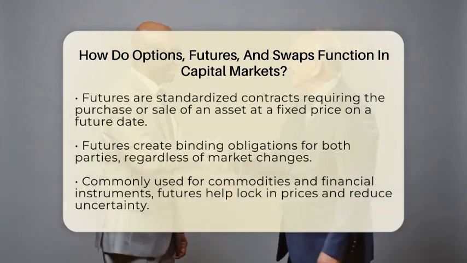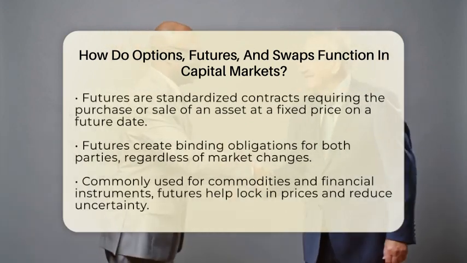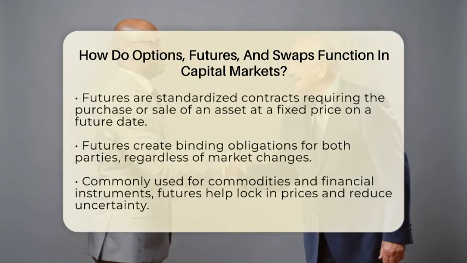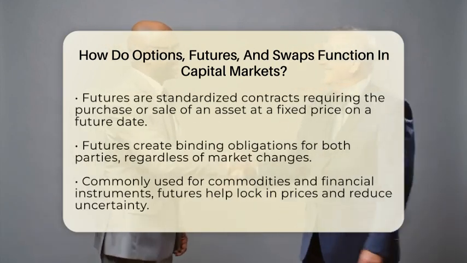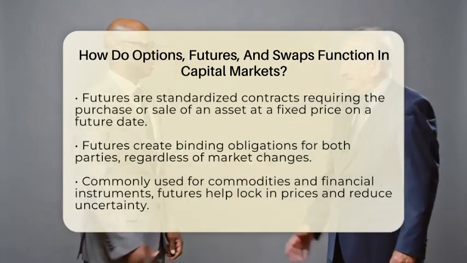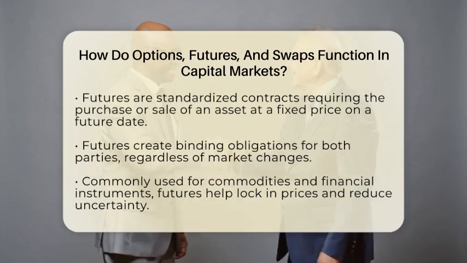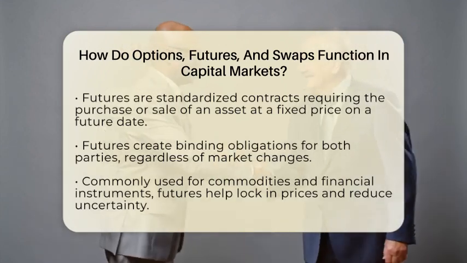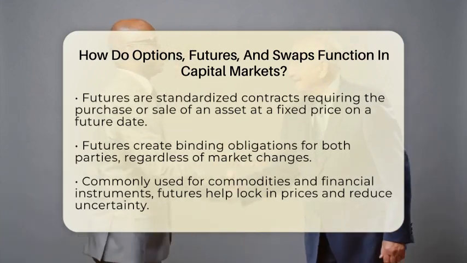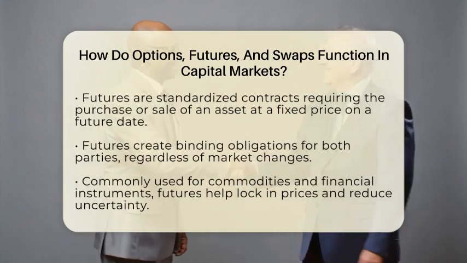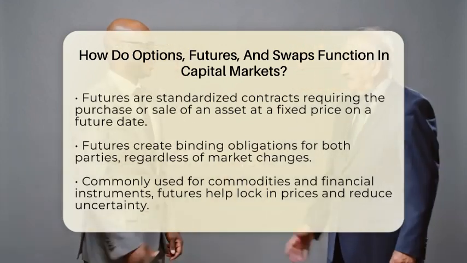For example, a trader anticipating a rise in stock prices might buy a call option to profit from the increase without committing to the full purchase of the stock. Conversely, options sellers collect premiums and assume the risk of having to fulfill the contract if the option is exercised.